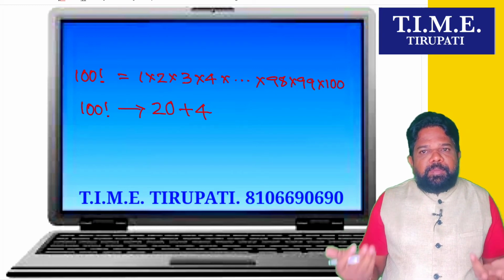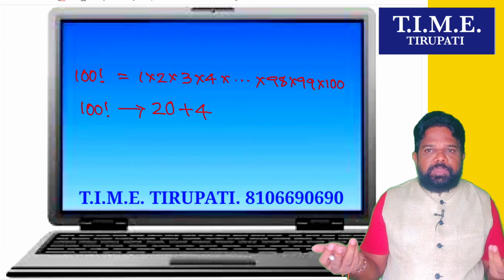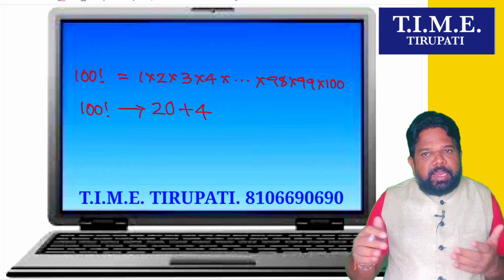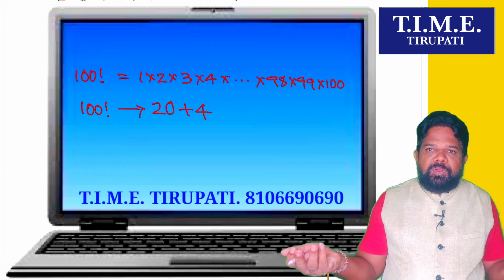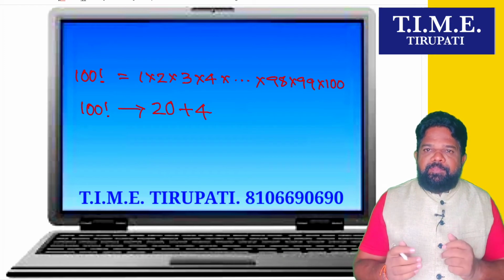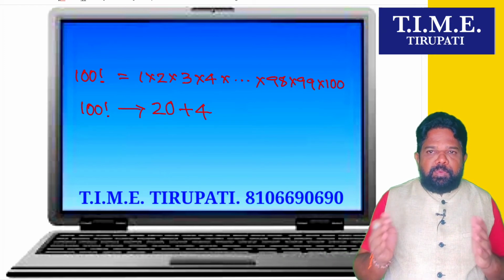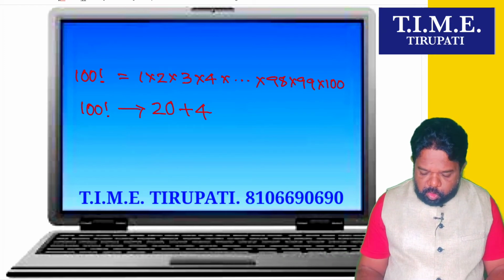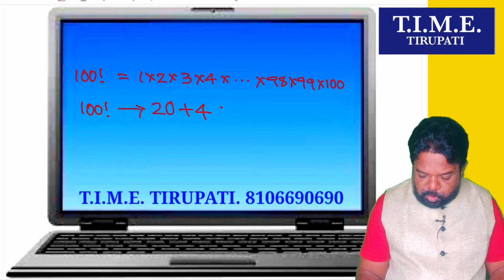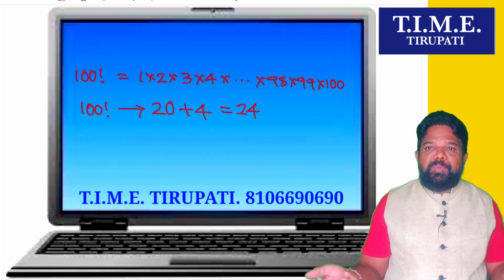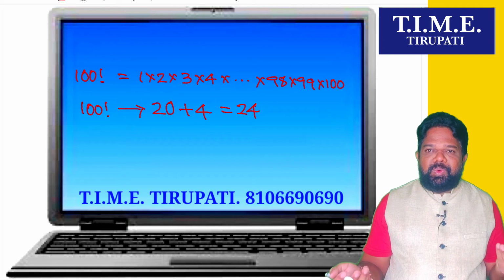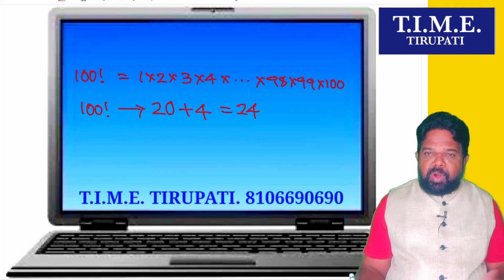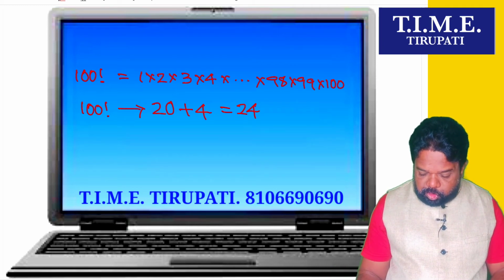Now, again 4 divided by 5, what is the quotient? 0. So, it is not necessary to keep adding plus 0, plus 0. You have to calculate up to less than 5. So, 4 is less than 5, and that is enough. Now, 20 plus 4, how much is it? 24. So, we get 24 5s at the end of the product. So, how many zeros are there at the end of the product now? 24 zeros.